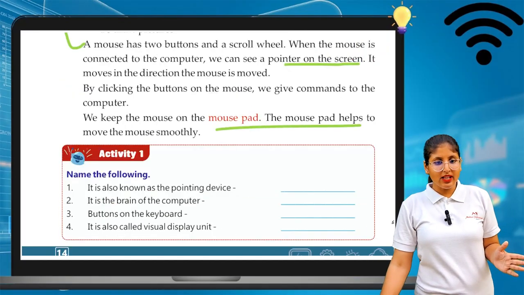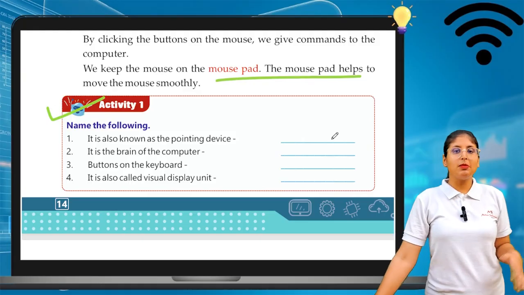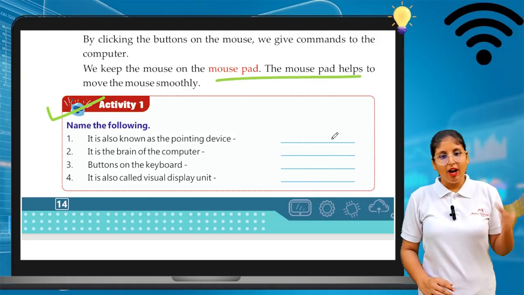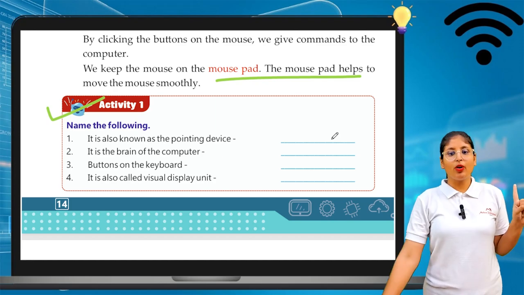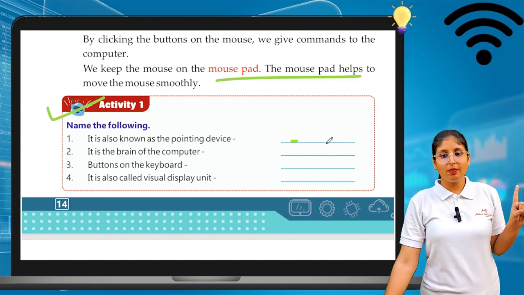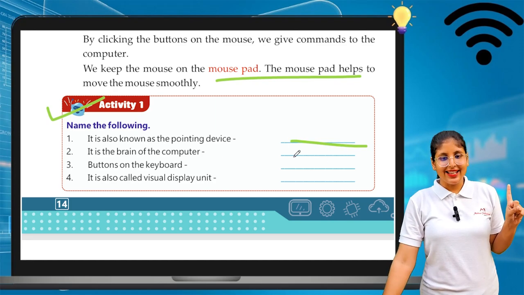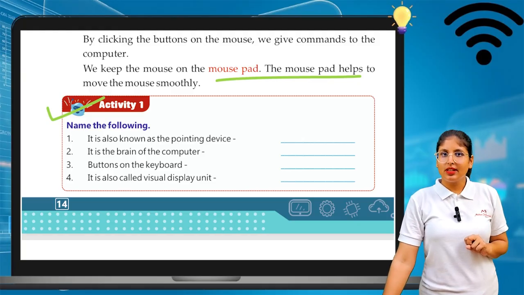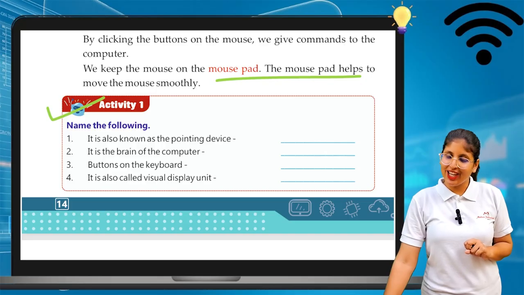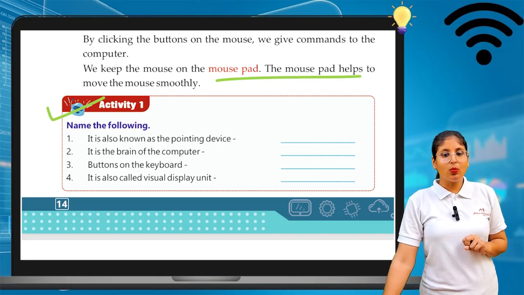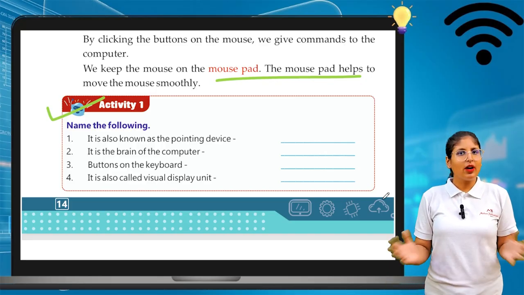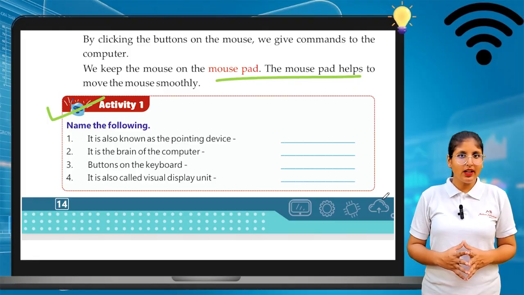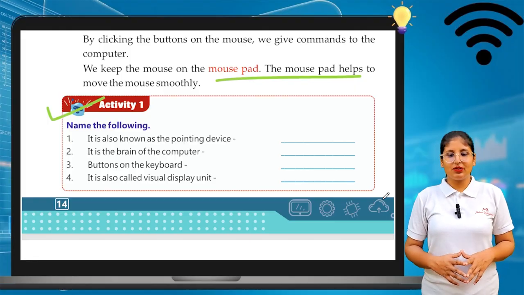Now one activity is for you. Just read the question and tell me which part of a computer is being described. First, it is known as the pointing device, from which we can point at anything: mouse. Second, it is known as the brain of the computer. What is it? Very good, CPU. Third, buttons on the keyboard are known as keys. Very good. Fourth, it is called the visual display unit. Which part of a computer is that? Monitor. Very good.